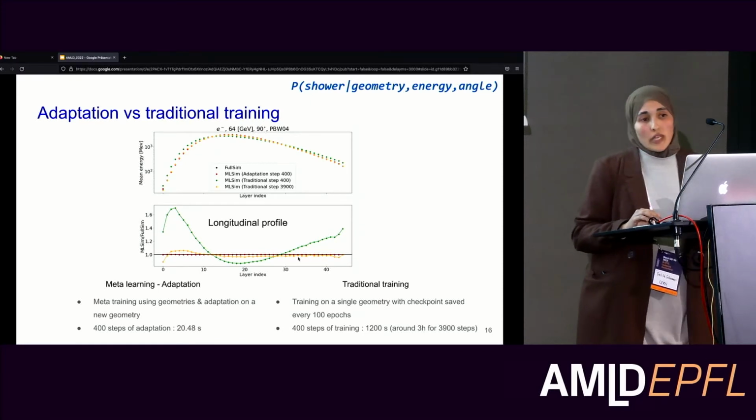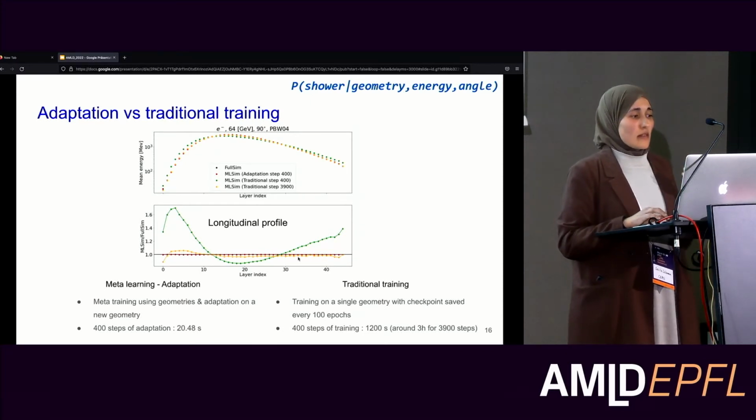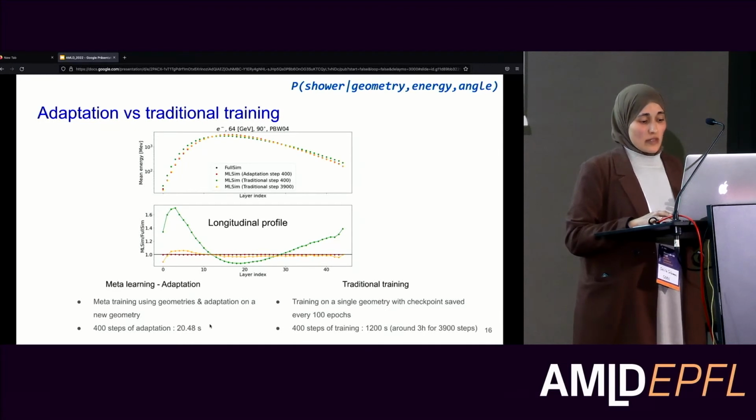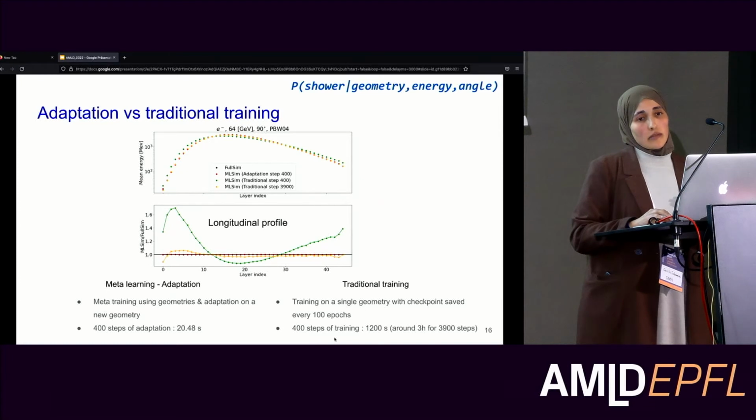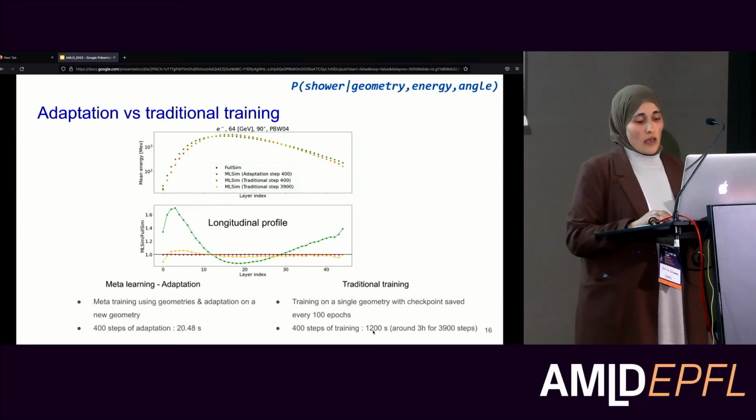And also to give you an idea on the time, because I said this is fast, so 400 steps of adaptation would take 20 seconds versus 400 steps of training, which would take 1,200 seconds.